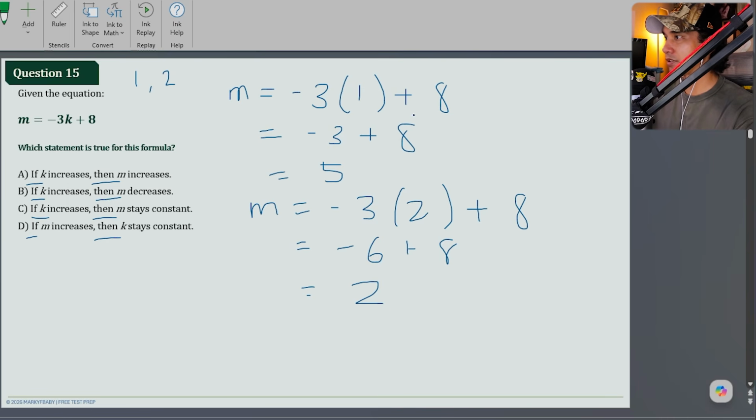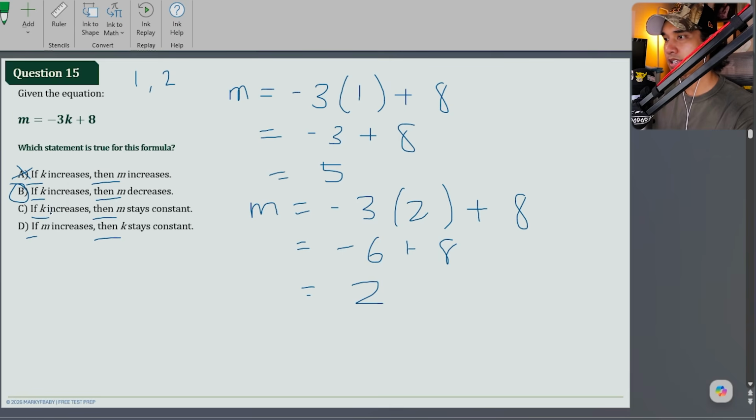So if k increases, which we showed here, then m increases? No, it went from 5 to 2. Let's look at B. If k increases, 1 to 2, then m decreases. That is in fact correct. B is the correct answer.